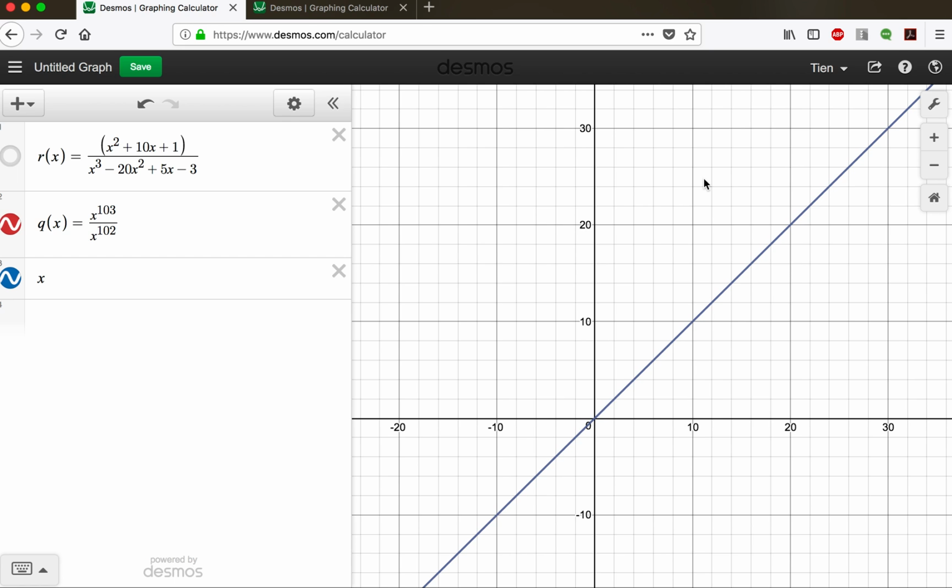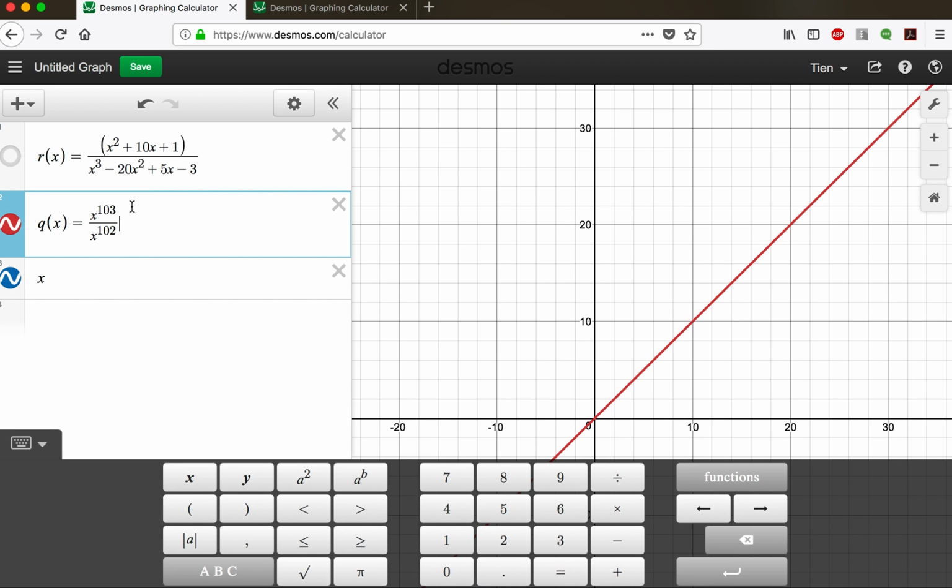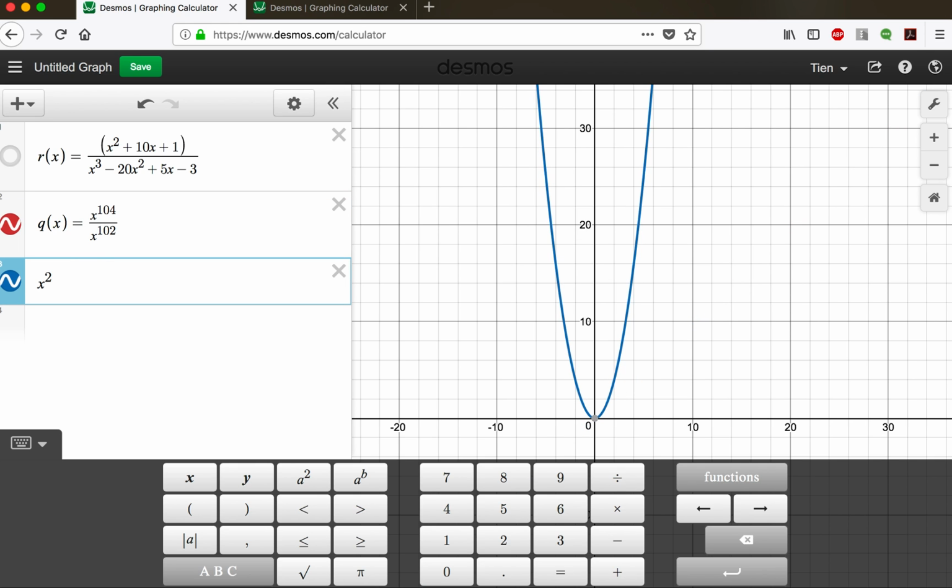So when the bottom is bigger, they both go to 0. When the top is bigger, it just goes to whatever the cancellation goes to. So this cancellation is x. If I made that x to the 104th over x to the 102, then that's the same thing as x squared. And you get whatever behavior that monomial term would have had.